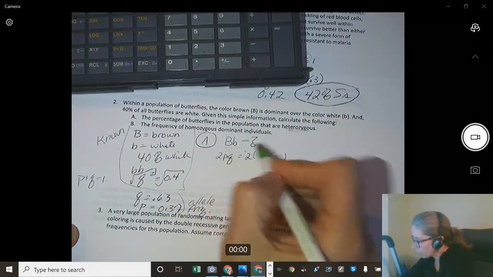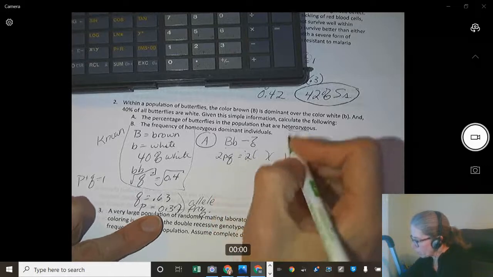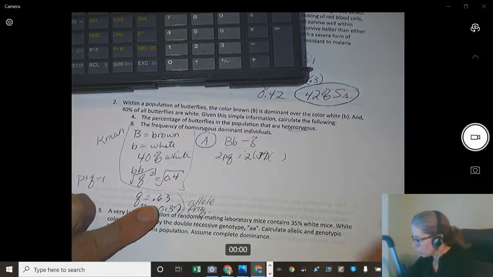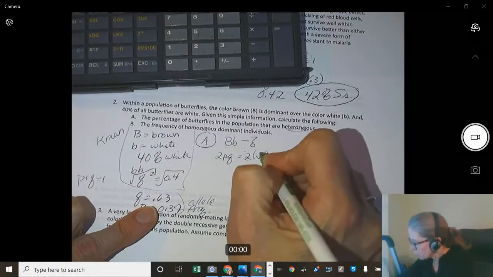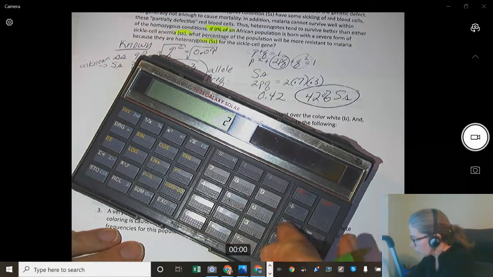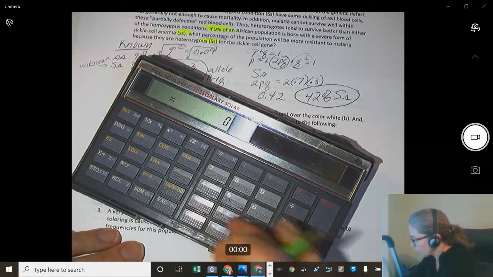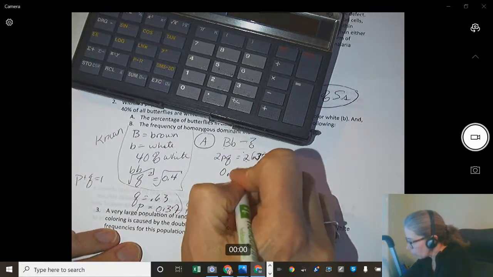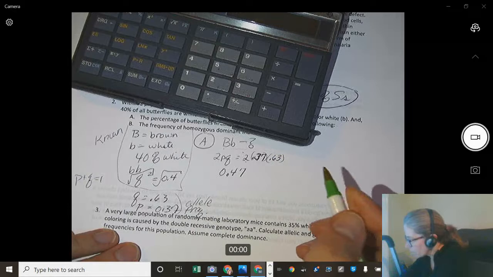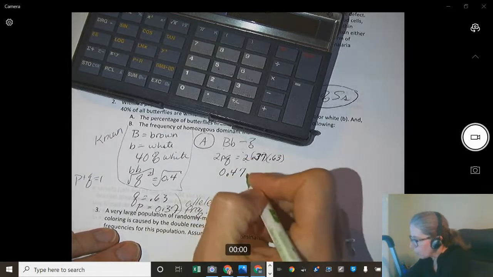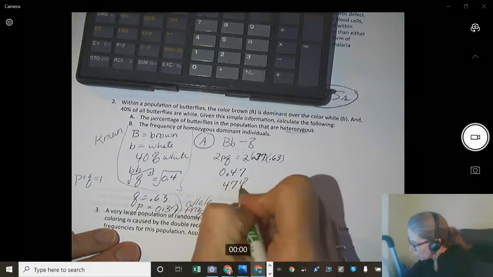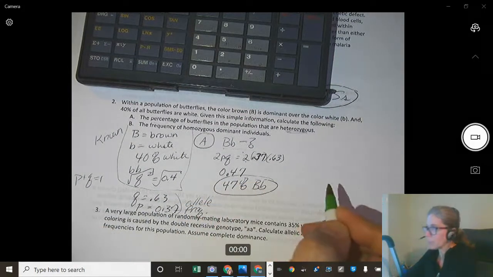Anyway, they want to know heterozygous, so it's 2 times P, which is 0.37, and then Q, which is 0.63. So I've got 2 times 0.37 times 0.63, and that equals 0.47. Right, so anyway, does it ask for percentage? Yep, so I'm going to say 47% are big B, little b, so that's part A.